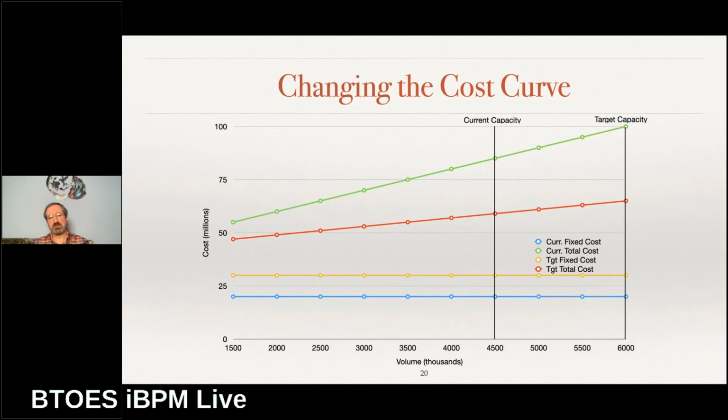Most IT investments, most investments in automation are to do just this. You invest in automation, which raises your fixed cost, hopefully lowering your variable cost to the point where your total costs drop or don't go up as fast. Again, if you start as a business architect, if you start talking in terms of cost curves and capacities and activity costs, people start listening because this is where they live all the time.